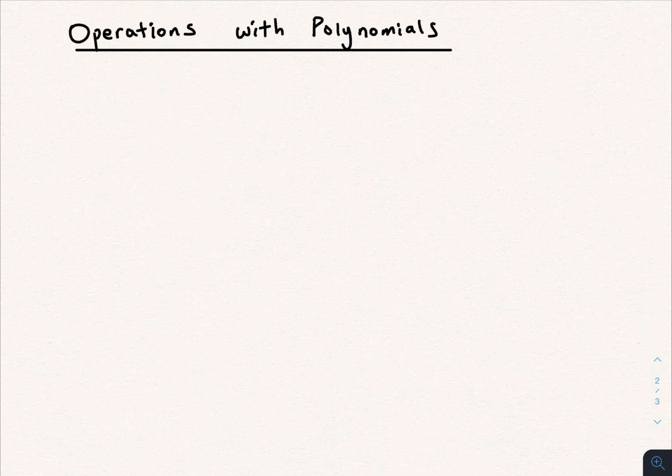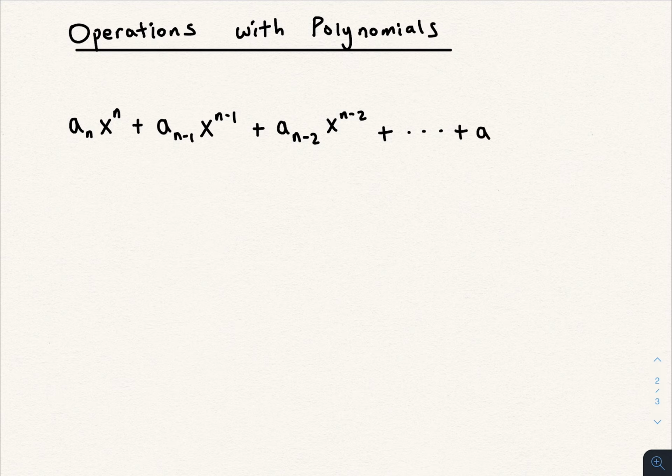So a polynomial in the variable x is an algebraic expression of the form a_n times x to the power of n plus a_(n-1) x to the power of n minus 1 plus a_(n-2) x to the power of n minus 2 plus, and so on until we get to the end, a_2 x to the power of 2 plus a_1 x to the power of 1 plus a naught.